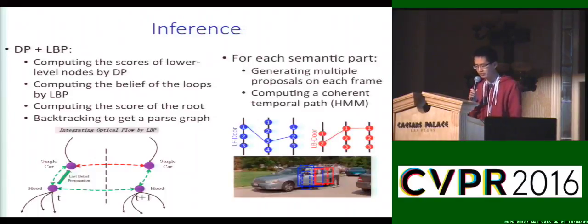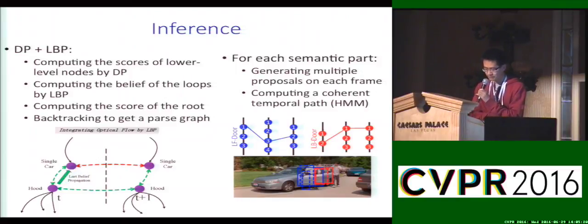To get more accurate part locations, we propose a new post-processing method. For each semantic part, we will first generate multiple proposals on each frame, and then we will compute a coherent temporal path across the frames. The figure below shows examples of the left front door and the left back door.